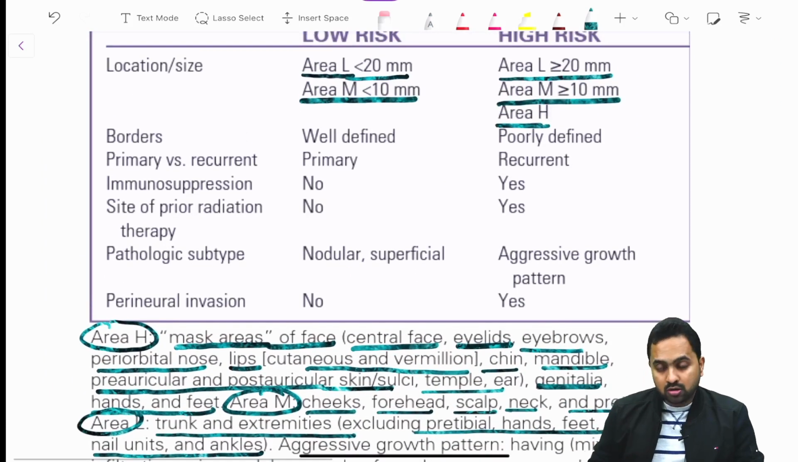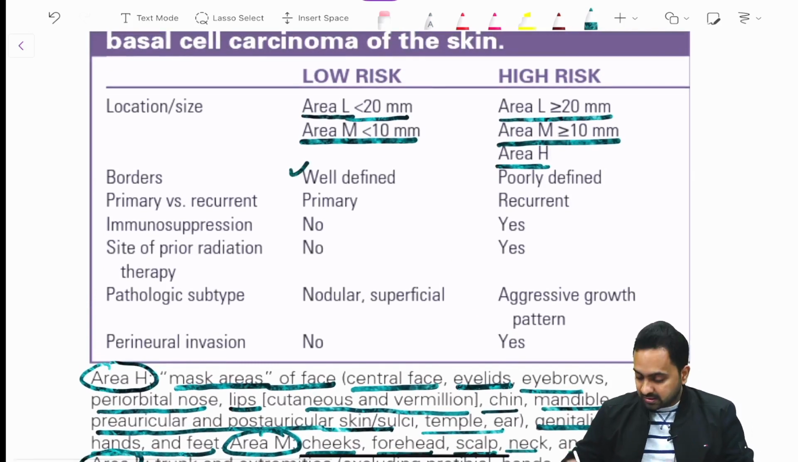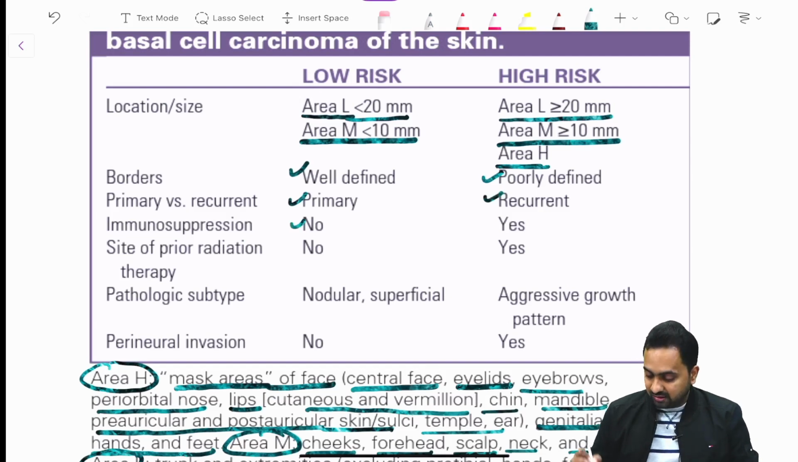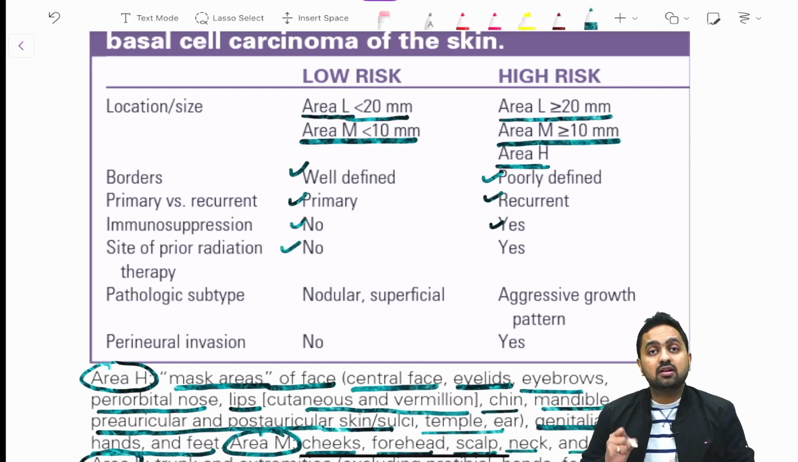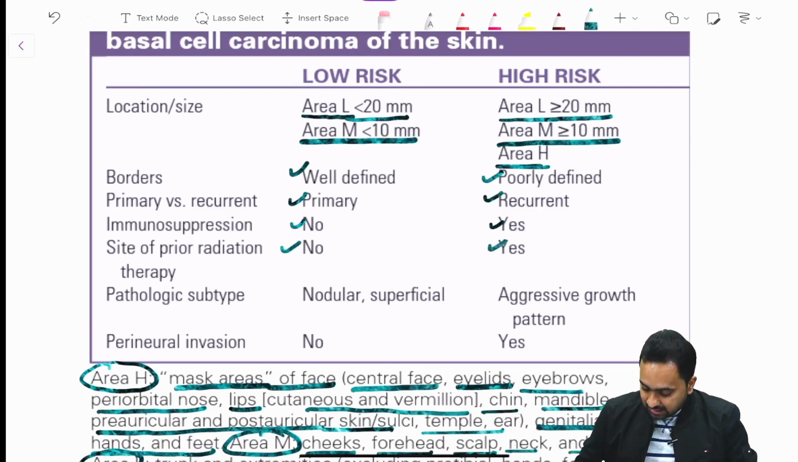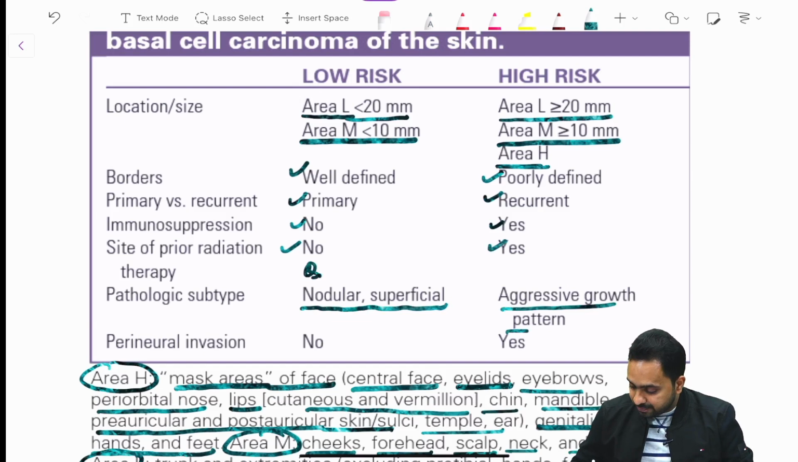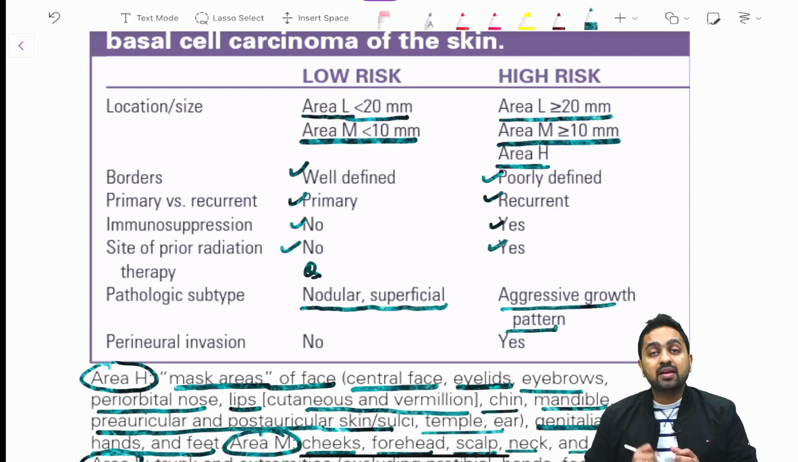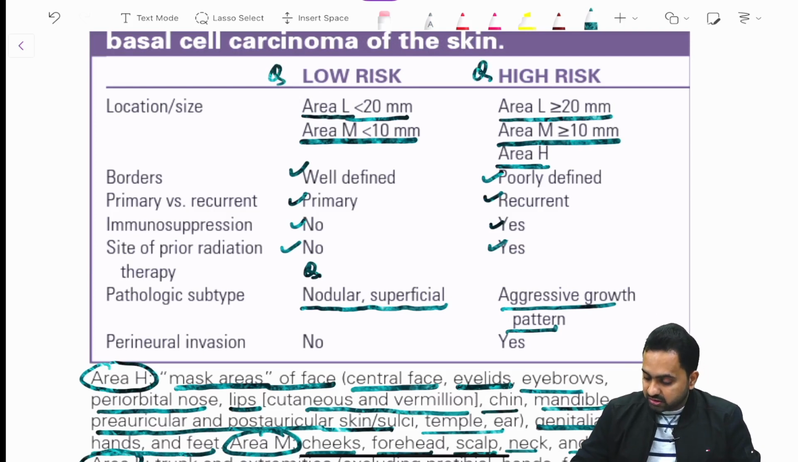So the borders, if they are well defined, then they are low risk, poorly defined, then it is high risk. Then primary versus recurrent. Primary is a low risk tumor and recurrent is a high risk tumor. Immunosuppression, if present, is a high risk. Then site of prior radiation therapy also classifies it to be a high risk, and the nodular and superficial subtypes are low risk, whereas aggressive growth pattern is considered to be high risk, and perineural invasion is also considered to be a high risk feature. So these are the features which are considered to be low risk and high risk.